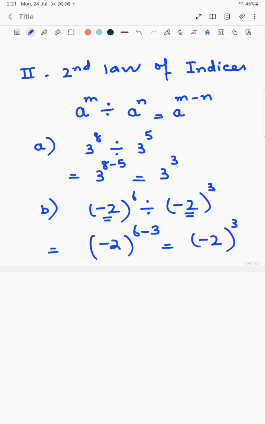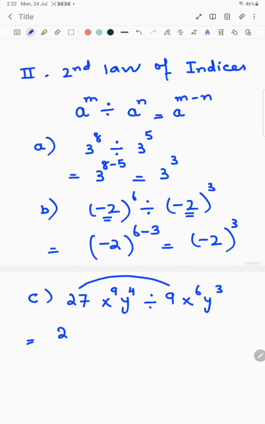We can take another example. If you have 27 x raised to power 9 y raised to power 4 divided by 9 x raised to power 6 y raised to power 3, the number will be divided by the number. 27 divided by 9 is 3. Now for these, the bases are the same, so you will subtract the powers. 9 minus 6, and 4 minus 3. So the final answer will be 3 x raised to power 3 y raised to power 1.